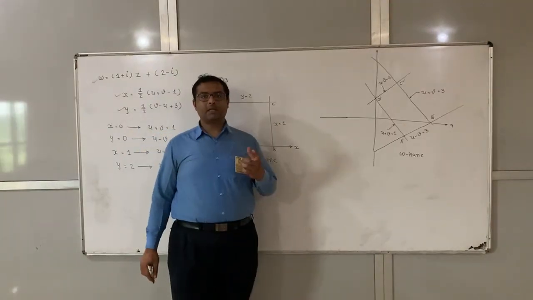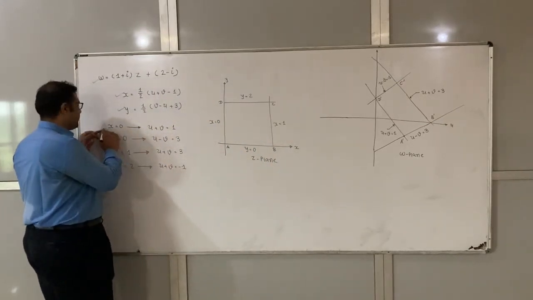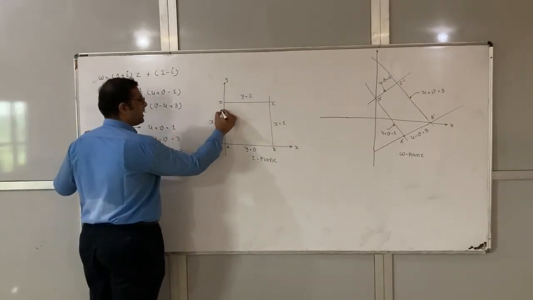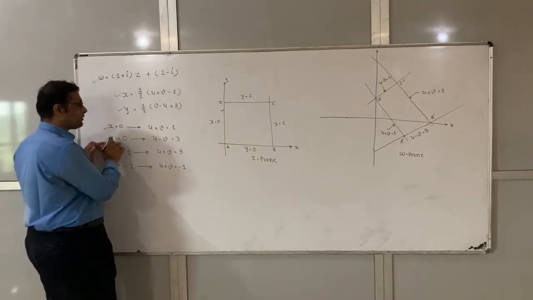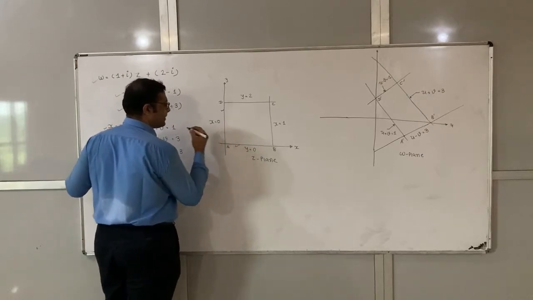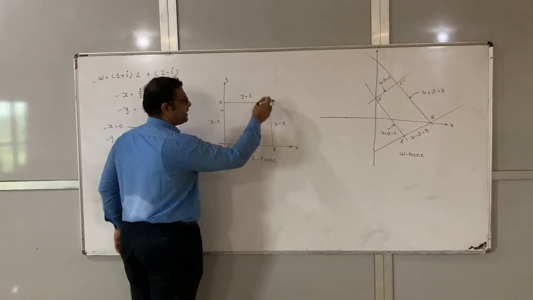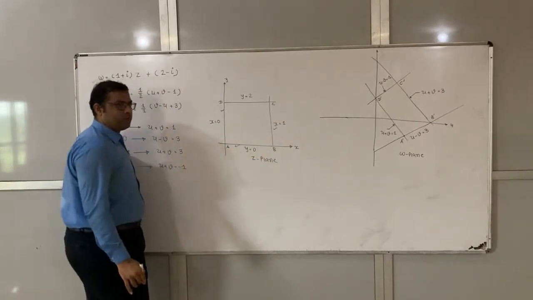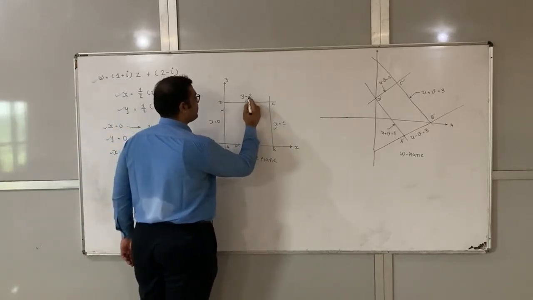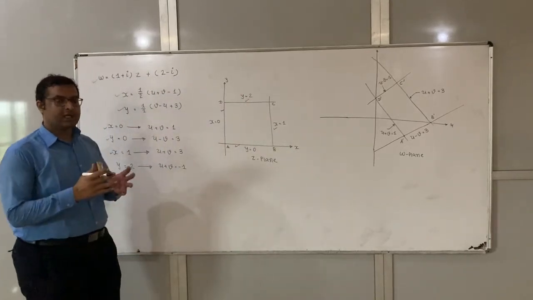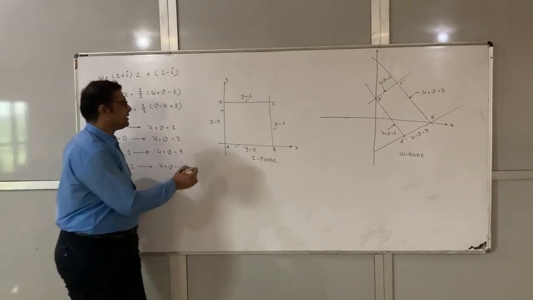Now first plot the region bounded by the 4 lines. The first line is x is equal to 0, so this is the line representing x is equal to 0. The second line is y is equal to 0, so this is the line AB representing y is equal to 0. Then x is equal to 1, so this is the line representing x is equal to 1, and y is equal to 2. So this is the line representing y is equal to 2. So the given region is bounded by these 4 lines. So this is your given region.